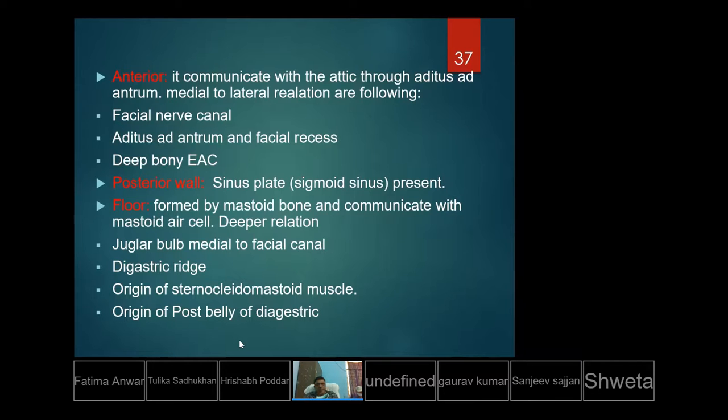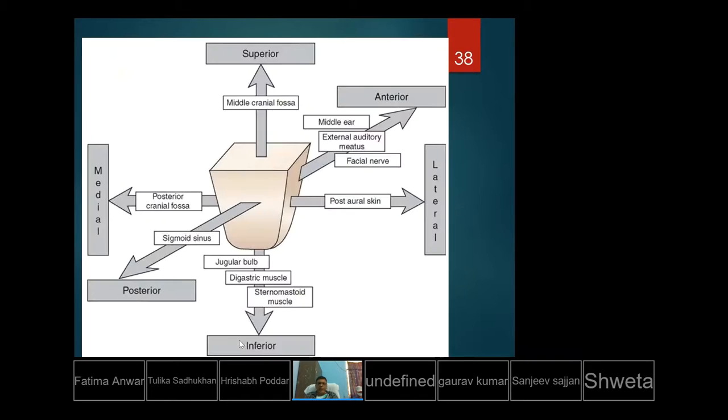Now the posterior wall, which is related with the sigmoid sinus posteriorly and separated only by a thin plate, that is the sinus plate. The floor is the mastoid tip and also related with the jugular bulb, medial to the facial canal, digastric ridge. Origin of sternocleidomastoid takes place over the tip of the mastoid, origin of the posterior belly of digastric through the digastric ridge. These are important landmarks we discuss later on.